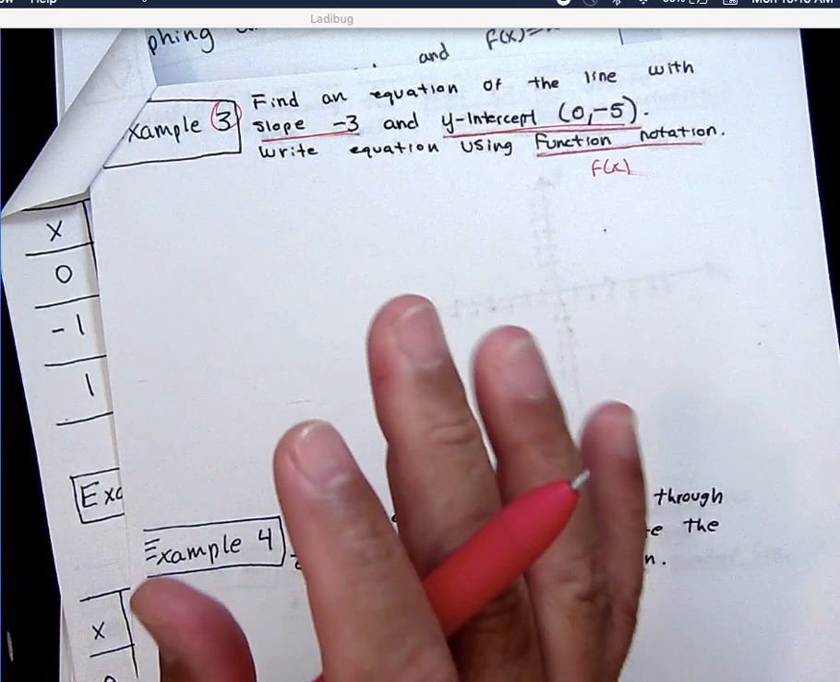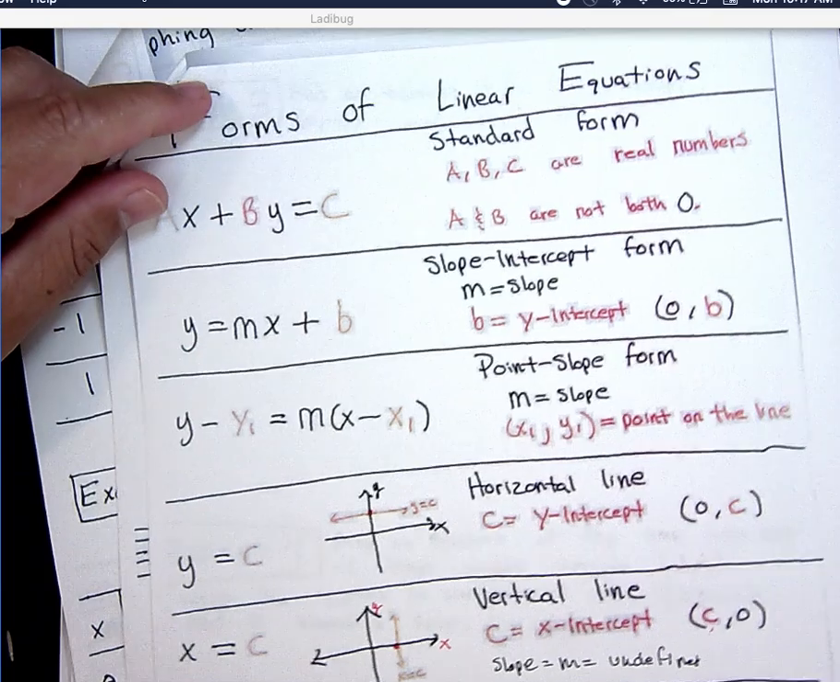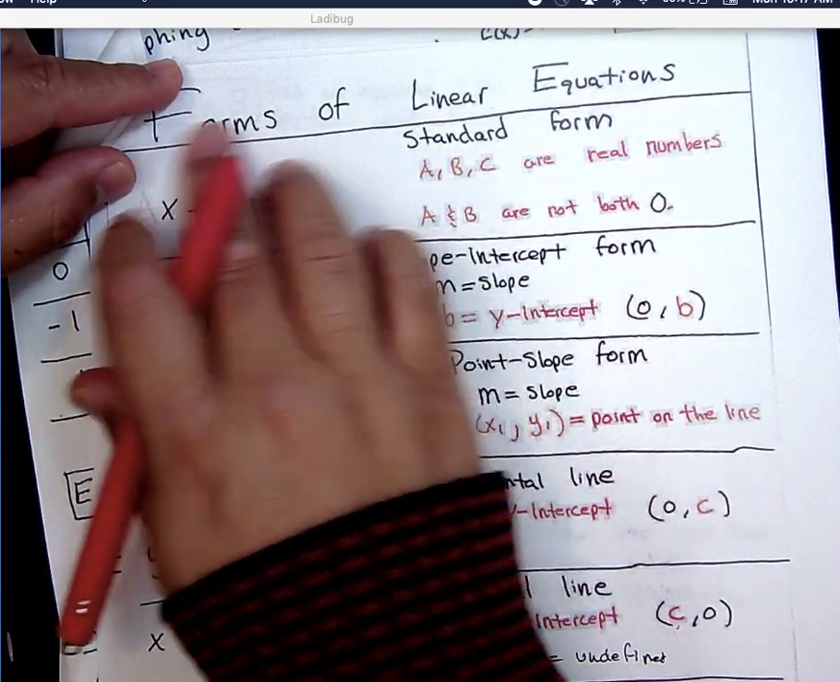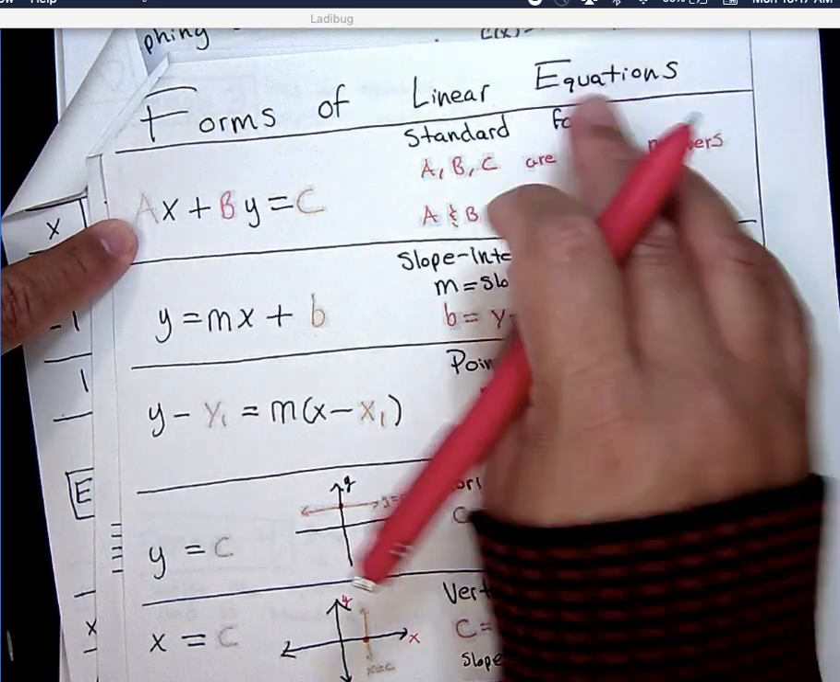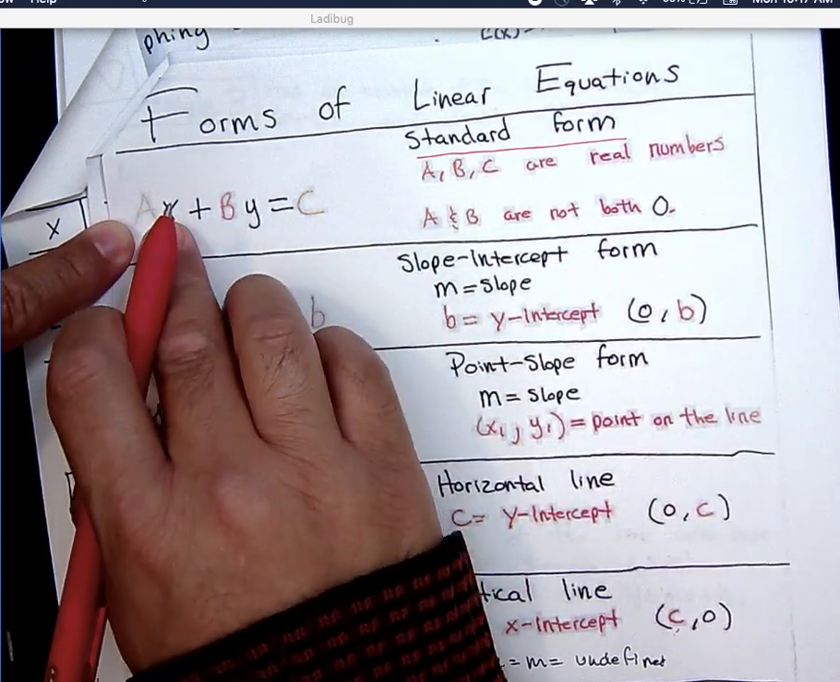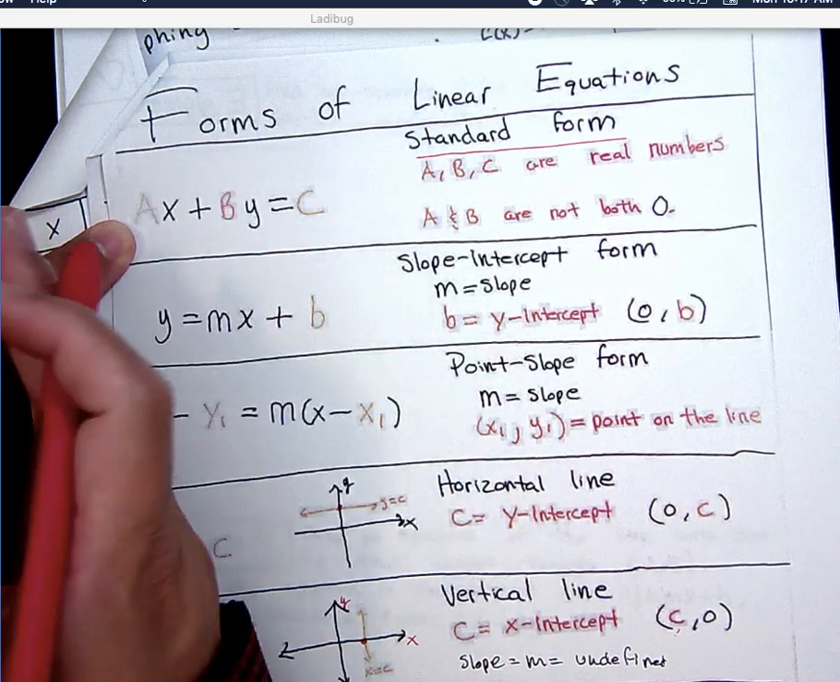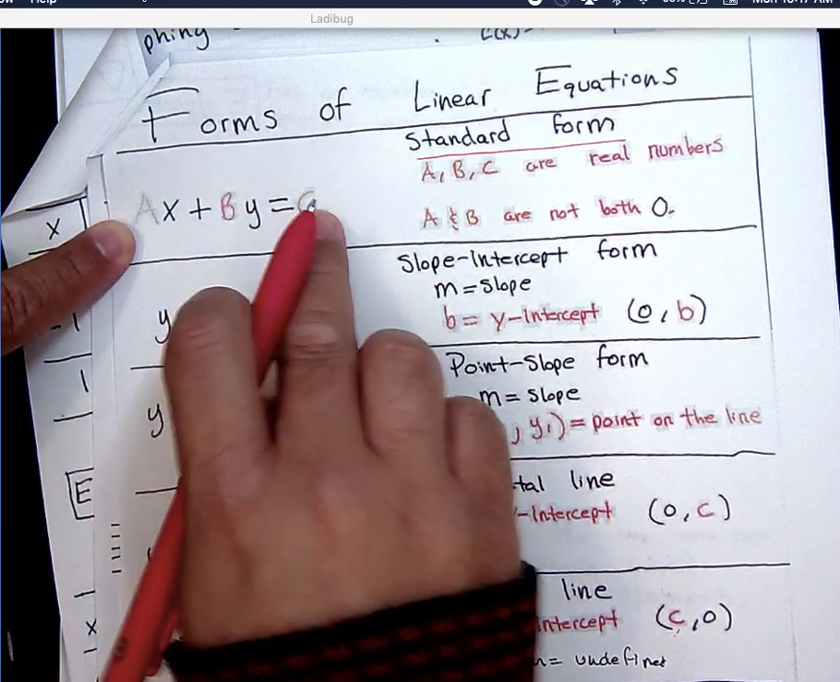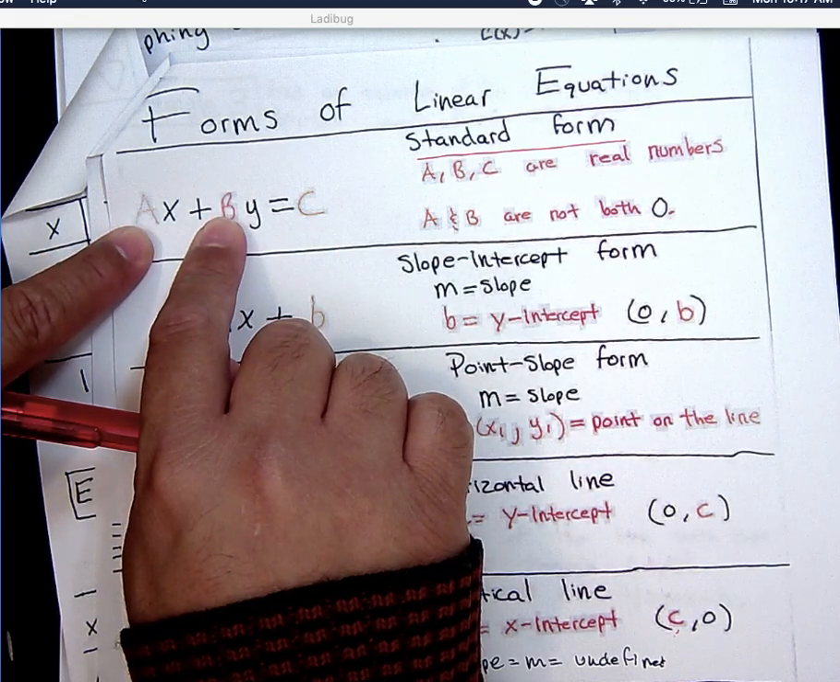So they gave us the slope and they gave us this. Before we move on, let me show you, for everything else that follows, we're going to be using these forms of linear equations. That's the first one, and it's called standard form: Ax plus By equals C. The x and the y are on the left side of the equation, and you have a constant. A, B, and C are numbers. A and B are not both 0, so these two cannot both be 0.